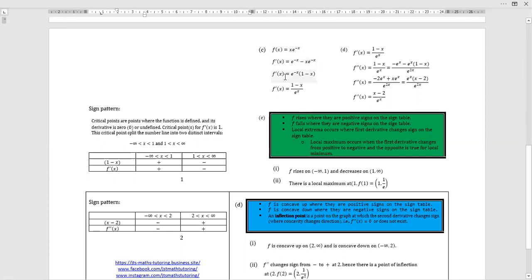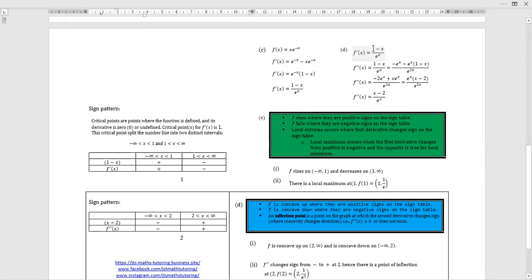So you are here. Now I factor out e to the power minus x, then I have 1 minus x, or I can rewrite it like this. All right, there's a reason why I decided to rewrite it as a rational function here. So whilst you are still at the first derivative, let us quickly go to the second derivative. With the second derivative, I'm actually going to make use of the quotient rule.